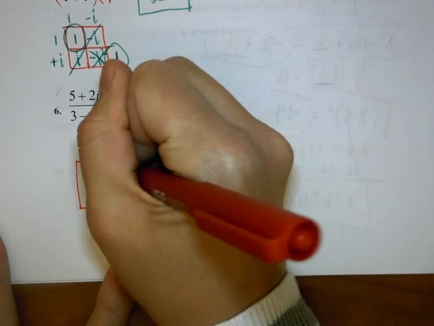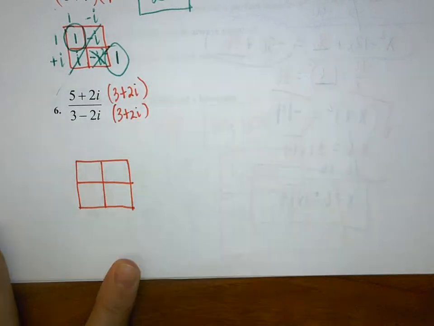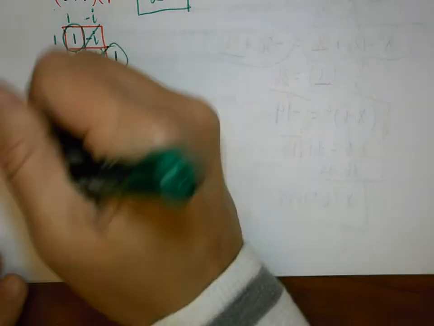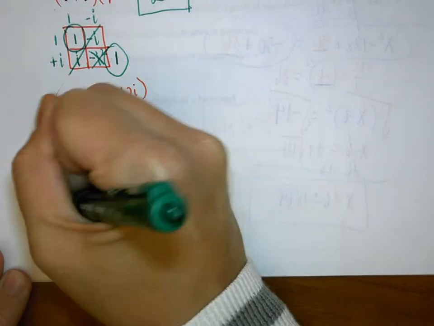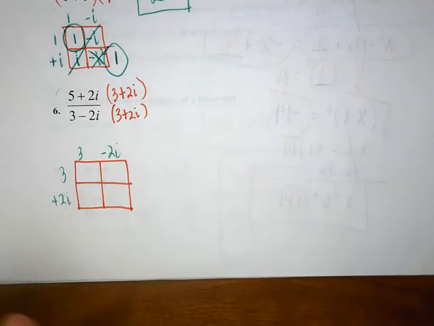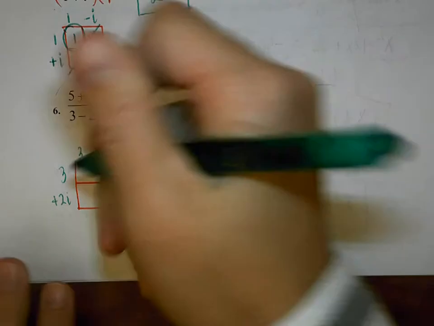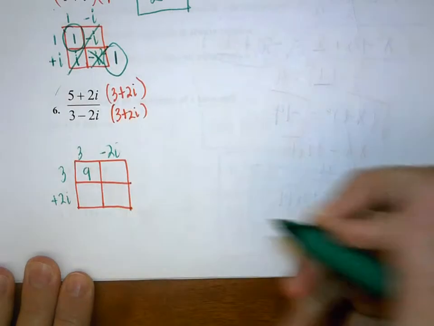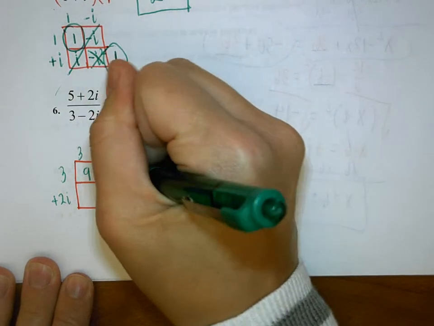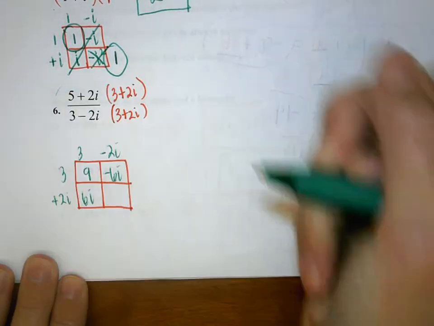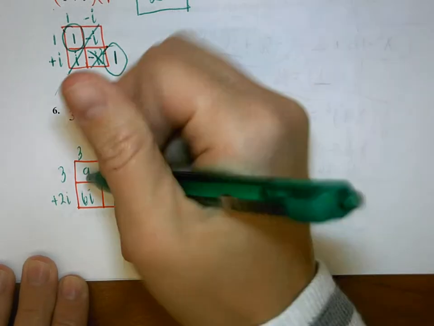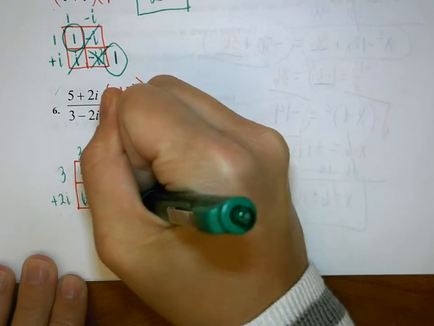Okay, so I'm going to do the denominator first. So we have our 3 and negative 2i and 3 and a positive 2i. When I multiply here, 3 times 3 is 9. 3 times negative 2i is negative 6i. 3 times 2i is 6i, and then 2i times negative 2i is negative 4i squared.